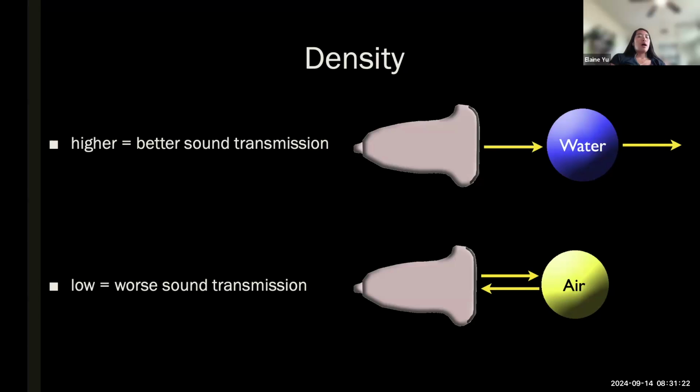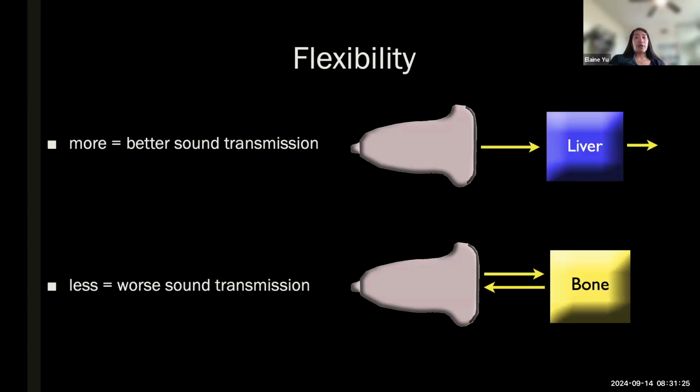Same thing goes for the flexibility of the structure that you're choosing. Let's say you've avoided all the air, but structures that are a little bit more flexible or squishy are going to allow for better sound transmission, like your organs, like your liver. Whereas if you're going up against something that's pretty solid and rigid, like a bone, it's not really going to be able to transmit sound waves. Take away two enemies of ultrasound: bone and air.